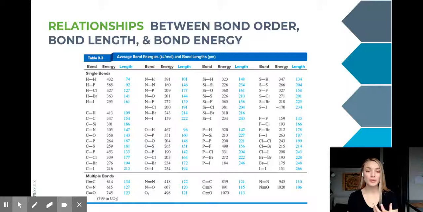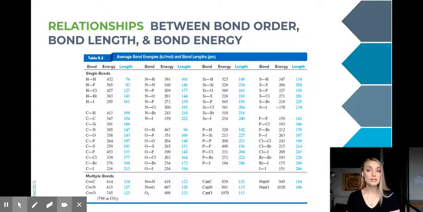which, again, if you think about it, makes sense. We've got those nuclei that are pulling very strongly on those valence electrons in double and triple bonds. Generally speaking, when it comes to single bonds, the longer the bond length, the lower the bond energy. If electrons are being held much further away from the nuclei of the atoms to which they're bonded, those bonds are going to be easier to break, generally speaking.